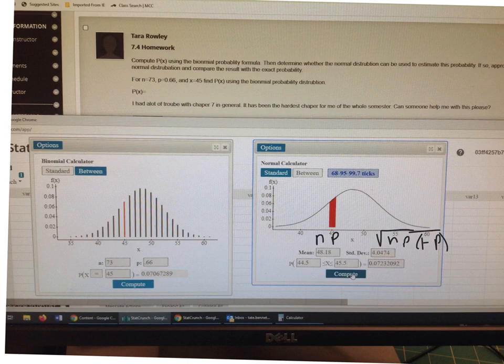Then I'm doing the between here, and so X equals 45, you have to do the correction factor. You go a half on each side of it, so you go 44.5 to 45.5. Click compute, and it gives you an answer very close to this one. This is a precise answer, and this is an estimate of it. Hope that helps.